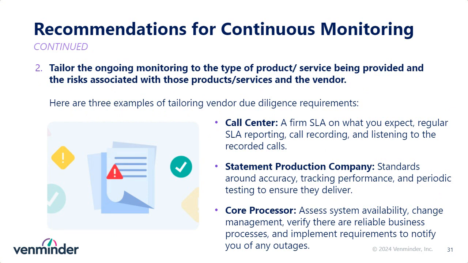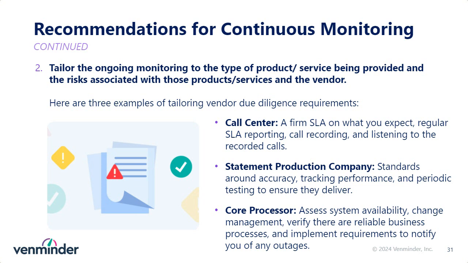Next, you want to tailor the ongoing monitoring to the type of product or service that is being provided by that vendor and the risks associated with that product and service. And here's just 3 examples of how you might do that. Say it's a call center, so a firm service level agreement on what you expect as far as call answer rates, call recording, listening to recorded calls, regular SLA reporting. Those are the types of expectations you would have on a call center vendor.